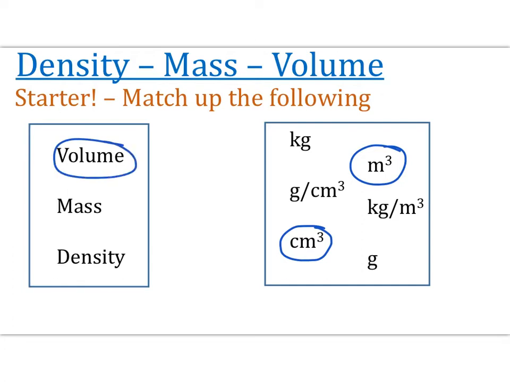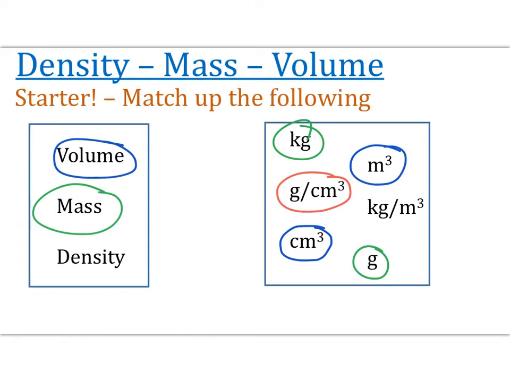Mass tells me how heavy something is. That is grams and kilograms. So I guess density, the bit that's left over, must be the grams per centimeter cubed and the kilograms per meter cubed. So there we go, they're all matched up.